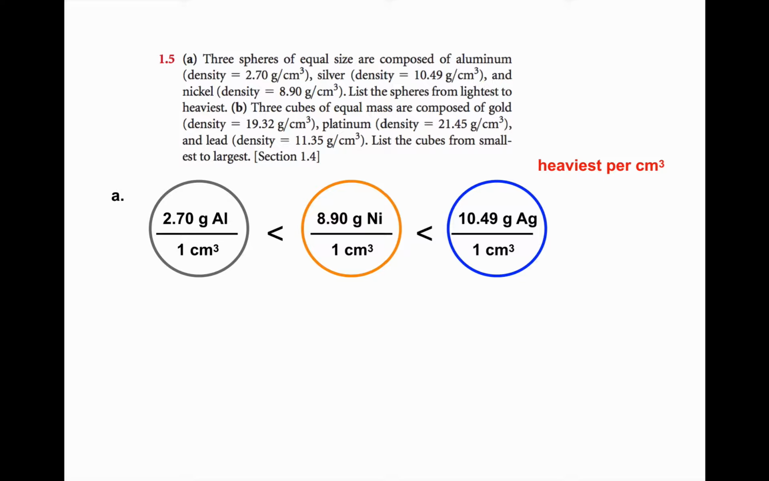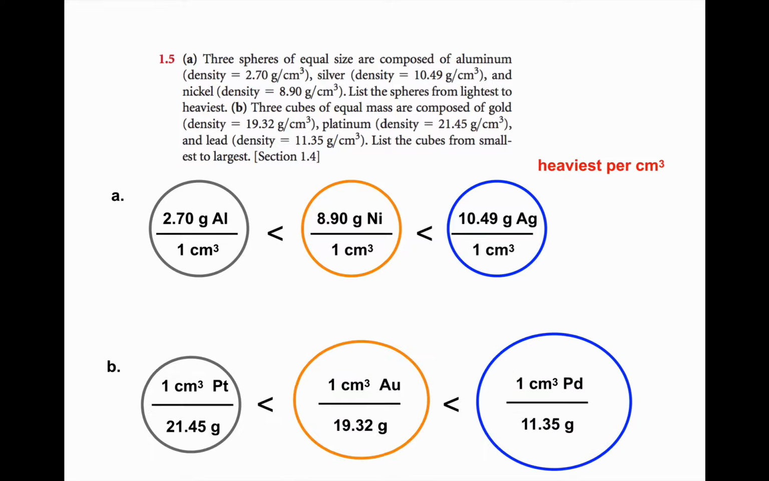Okay, so density is a conversion factor that allows you to go from grams to cubic centimeters. In A, we put grams up in the numerator. In B, I want to put cubic centimeters up in the numerator. So if I divide by grams, the one with the largest denominator would give you the least size per gram of the substance. So platinum would be the smallest sphere because it's the heaviest, and lead would be the biggest sphere because it would be the lightest.